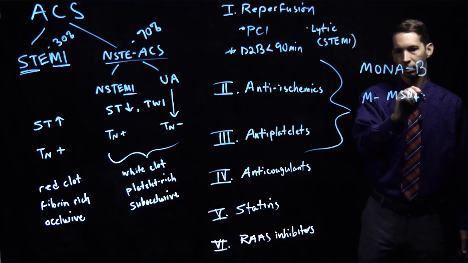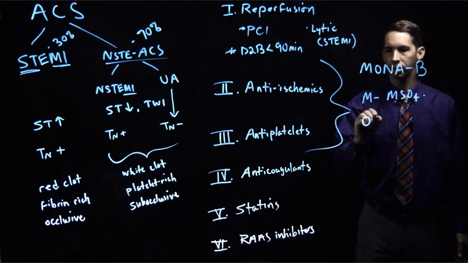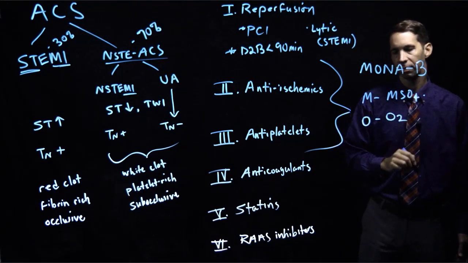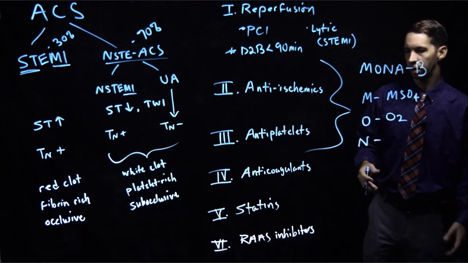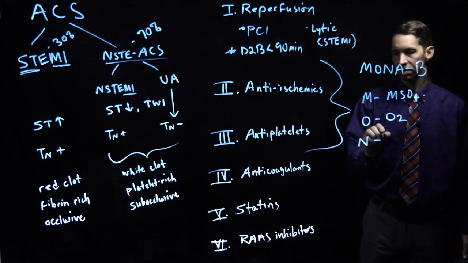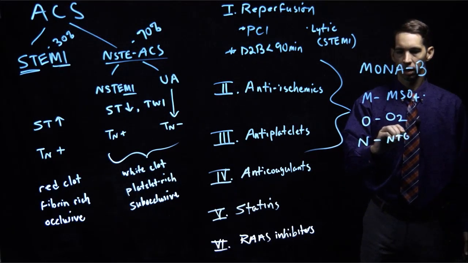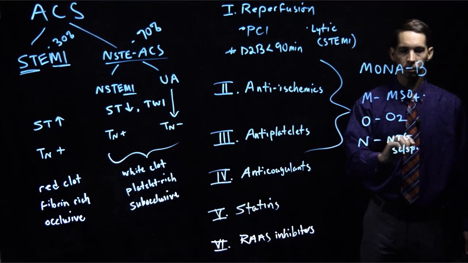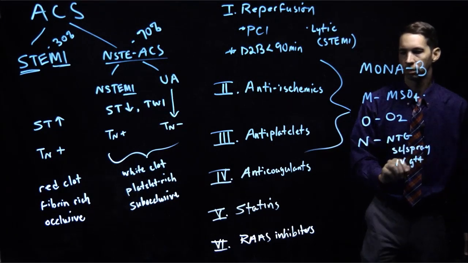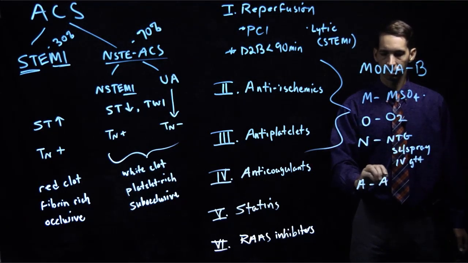You do have to be cautious with the morphine, though, because of respiratory depression. Supplemental oxygen, right, is going to be an option, especially if patients are hypoxemic. We have nitrates, which are going to vasodilate, relieve symptoms. So these will be really helpful, right? We can give nitroglycerin either sublingually or as a spray, or as an IV drip. And then we have the A for aspirin, right?